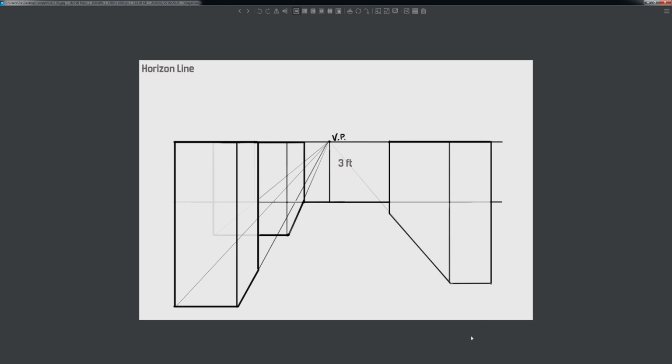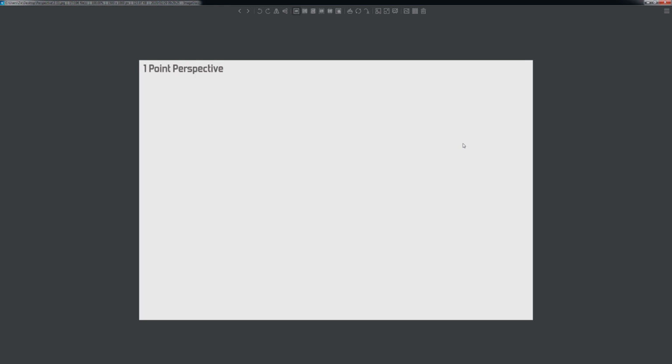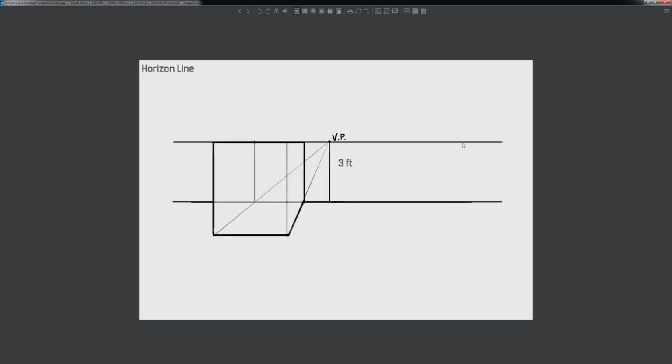Same if he's standing really close to the camera. Really big. Right here is going to be 3 feet. And we'll get to some more practical examples of that in the future. So those are our basic terms. Let's cover them again.